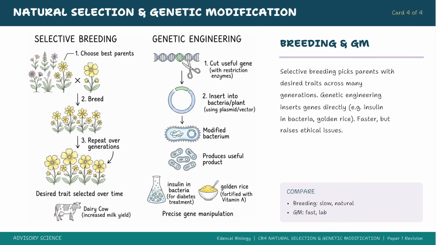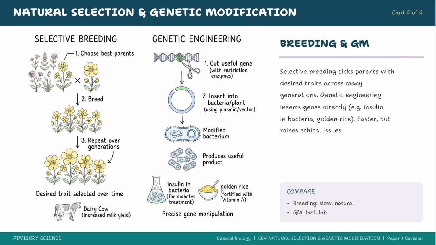Genetic engineering. This is also called genetic modification, and it's the modern approach. Scientists take a useful gene from one organism and insert it directly into another. The most famous example is taking the human gene for insulin and putting it into bacteria, and then having those bacteria produce human insulin for people with type 1 diabetes.